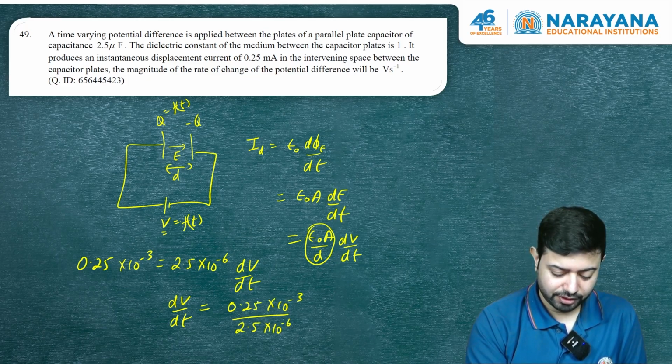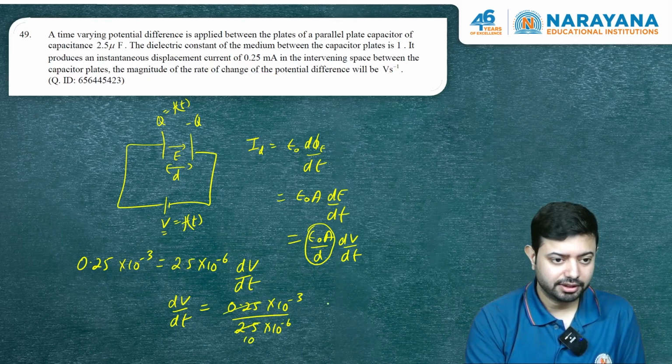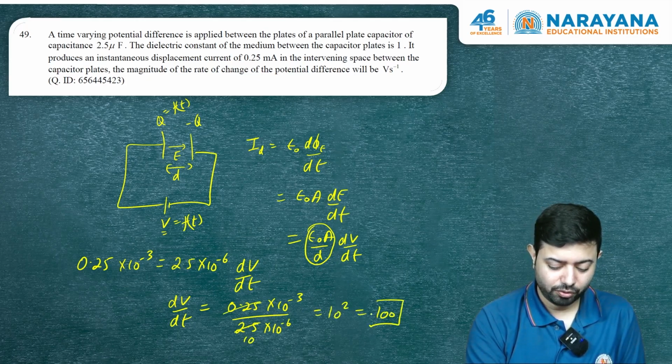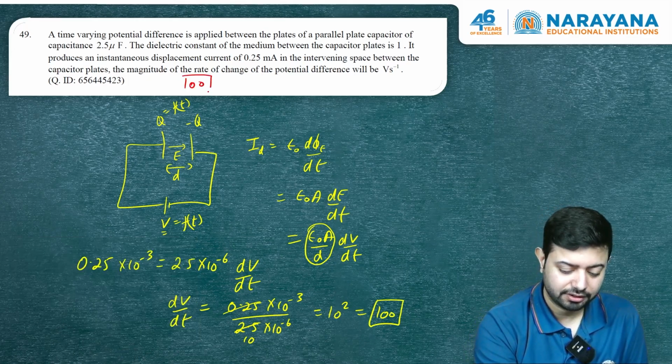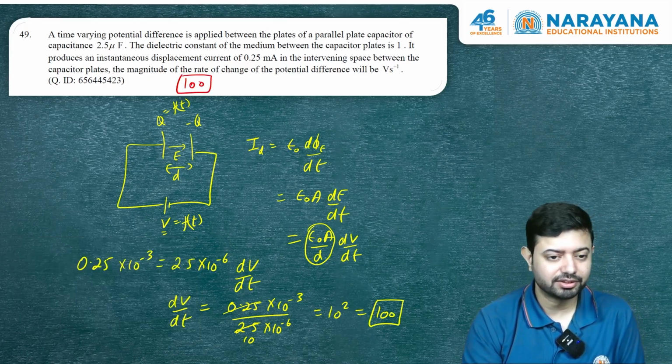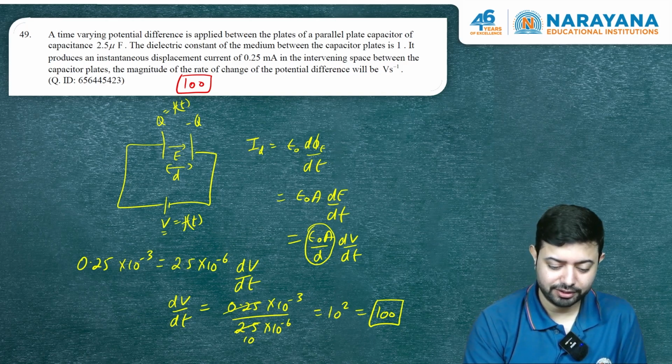This will be 1 ja 10, 10 to the power minus 5, 5 by 3, 10 to the power 2. So, what is this answer? It is going to be 100 volt per second. So, what is the integer answer of it? 100. All right. I hope it is clear, right. So, let us move forward now.